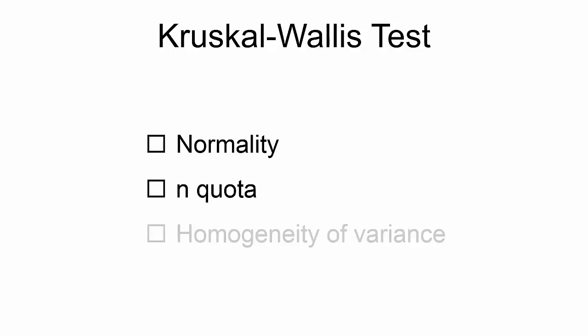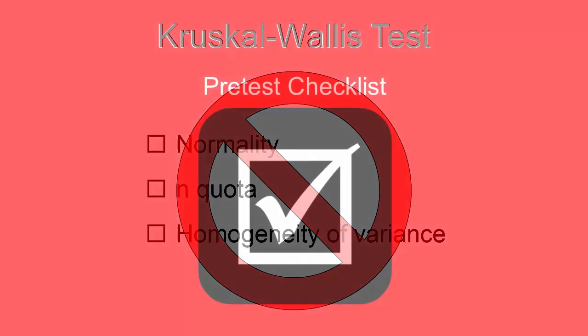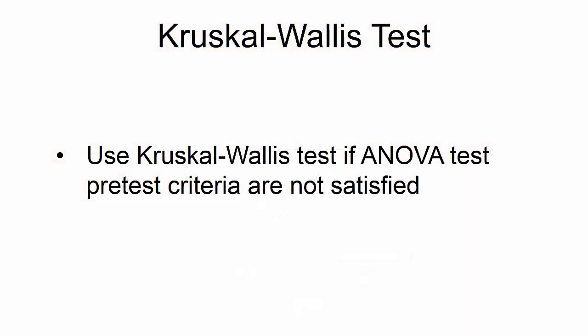Remember that the ANOVA test has three pre-test criteria: normality, N quota, and homogeneity of variance. If there are any violations among these criteria, the Kruskal Wallis test should be used instead of the ANOVA test. To reiterate, when any of the pre-test criteria for the ANOVA test are not satisfied, use the Kruskal Wallis test instead.